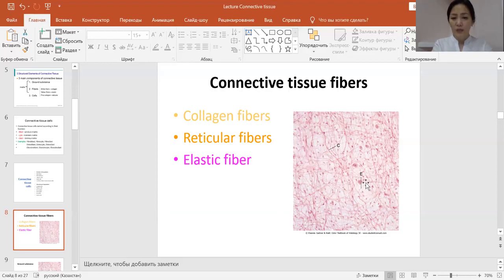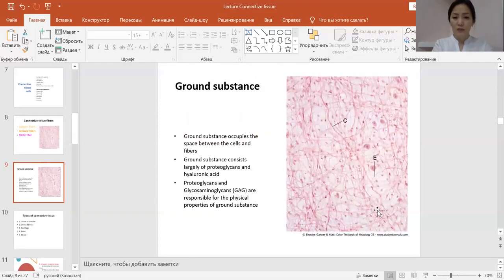Elastic fibers are thin fibers. Reticular fibers are also thin fibers, but they divide into many branches. That's why they can form a network. Regarding ground substance, we can see wide spaces between the cells and the fibers. These spaces are filled by the ground substance.